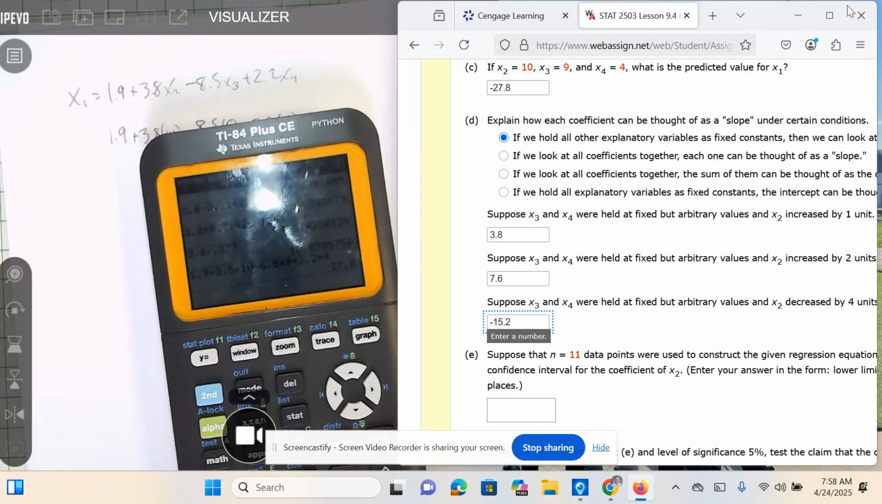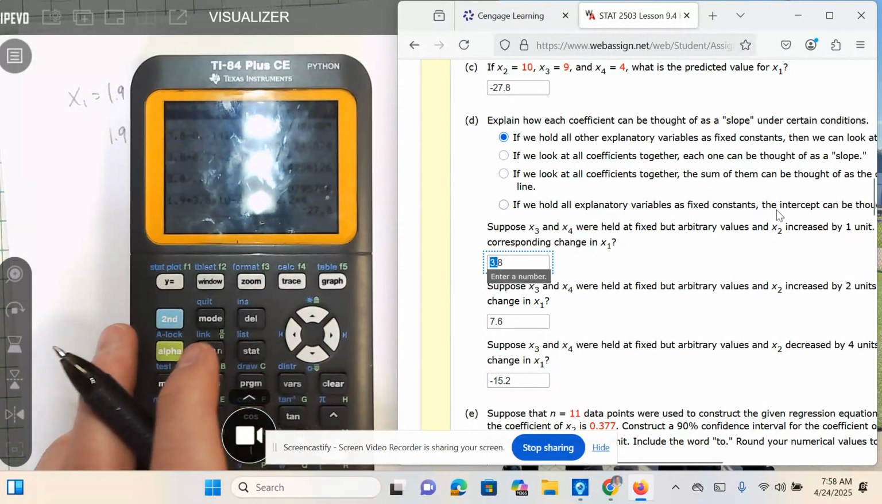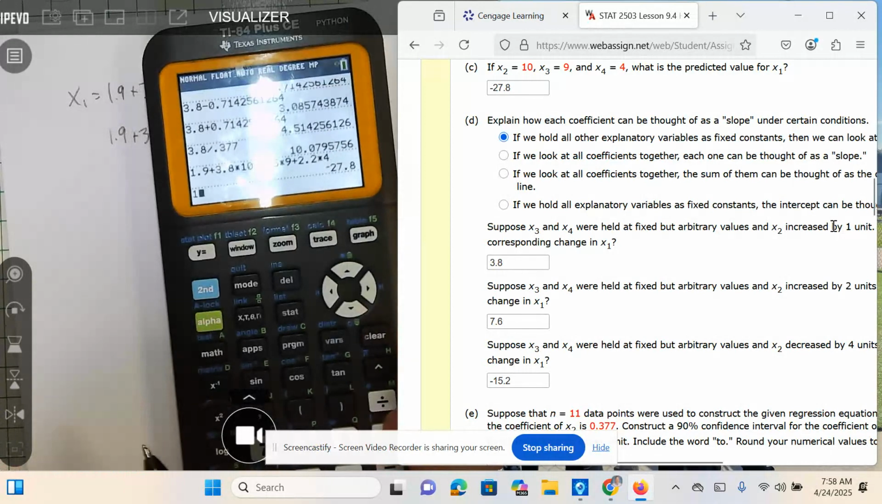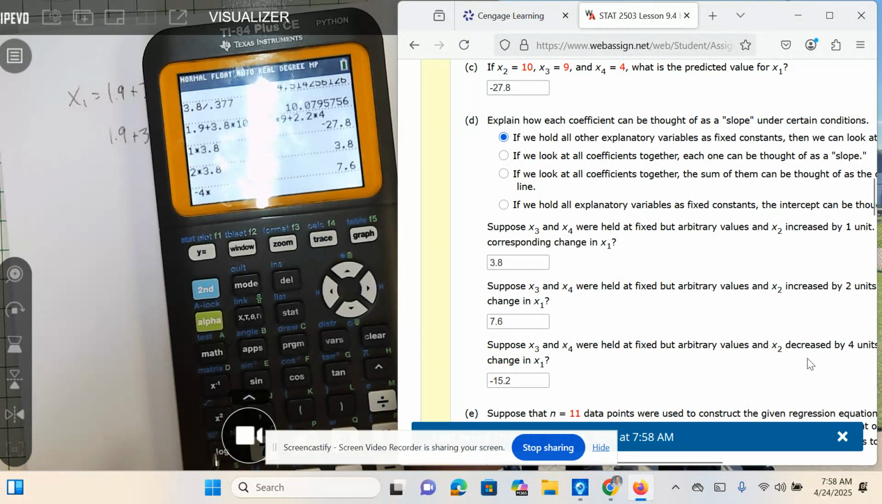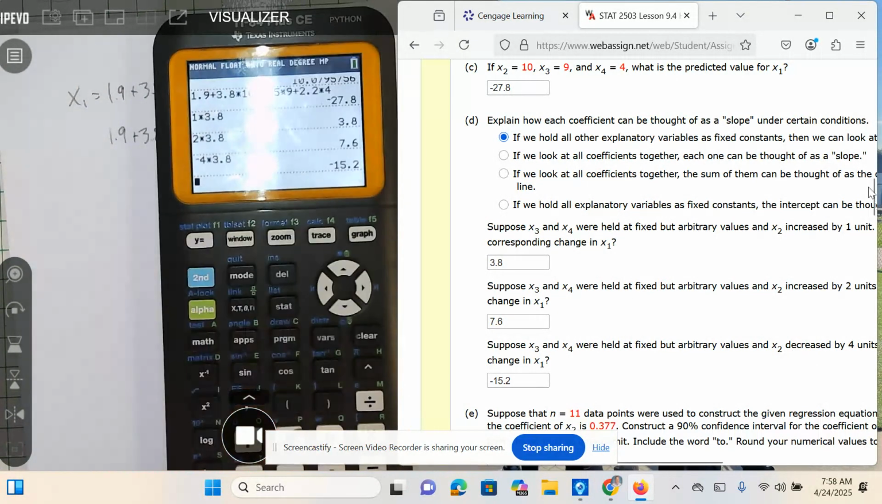So just to recap here, I probably went a little fast there. For this one, it's increasing by 1 unit, so it's 1 times 3.8. For this one, it increased by 2 units, so it's 2 times the slope. This one decreased by 4, so it'd be negative 4 times the slope. So that's how you go about doing those questions, okay?